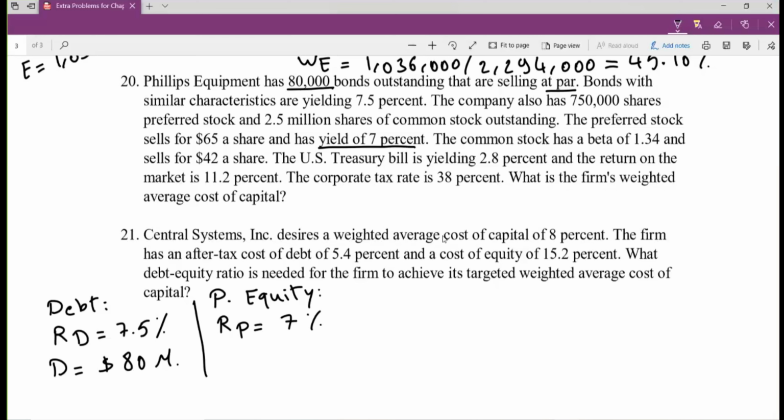The market value of preferred equity, P, equals 750,000 shares times $65, the price per share. And the answer is $48.75 million.